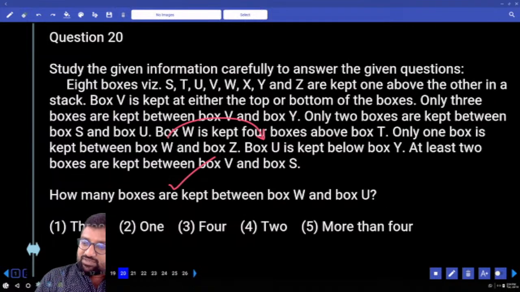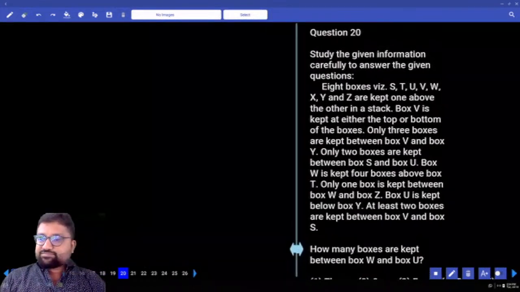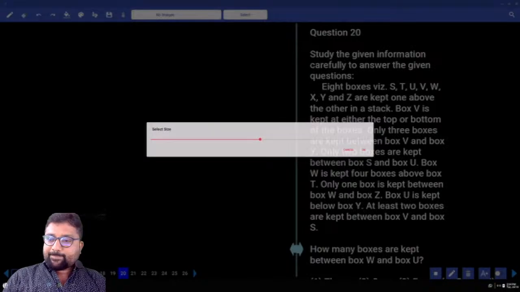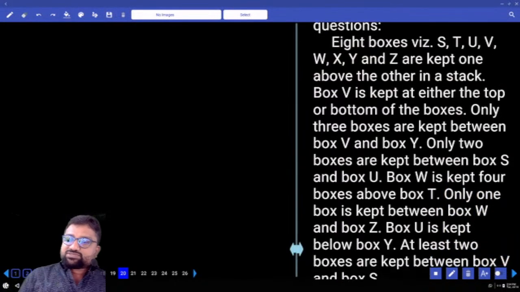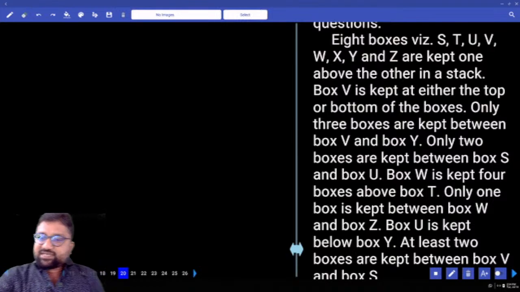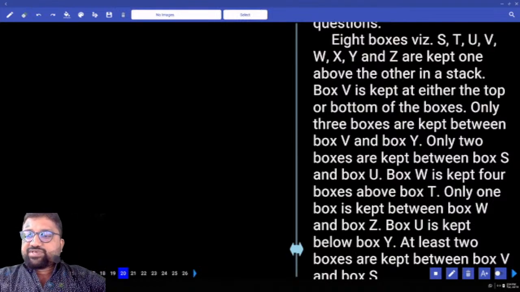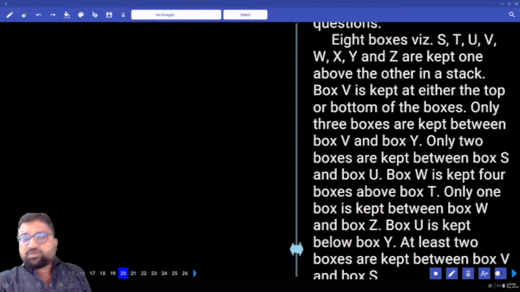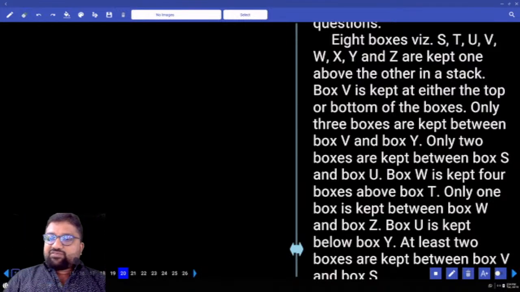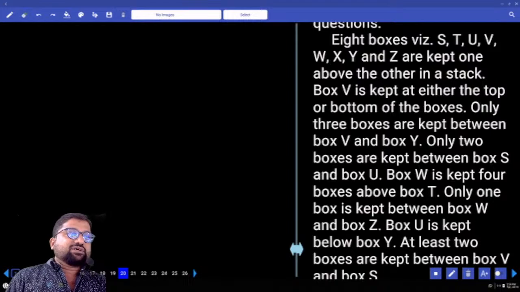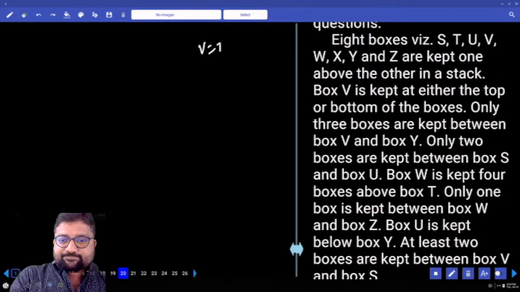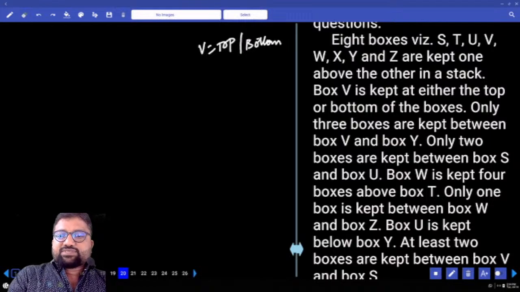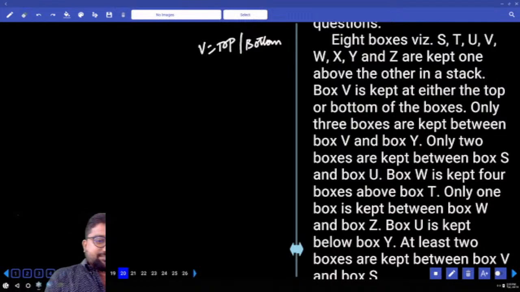20 to 24. I see a question which is based on boxes. 8 boxes S, T, U, V, W, X, Y and Z are kept one above the other in a stack. Box V is kept at either the top or the bottom of the boxes. V is either kept at the top or at the bottom. Can you please let me know how many boxes are here?